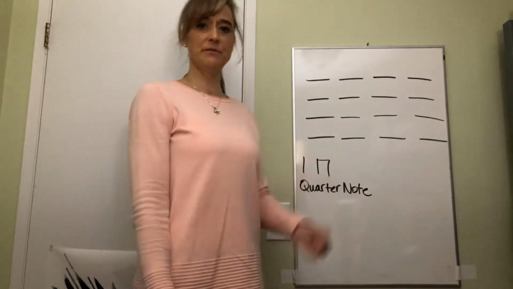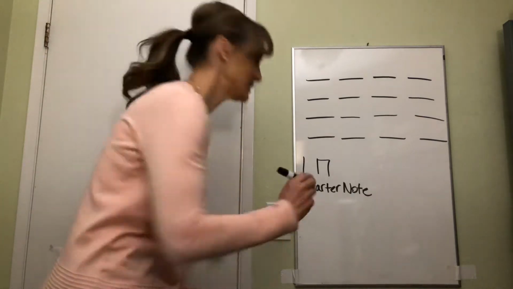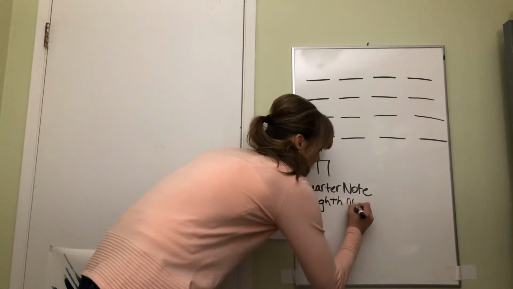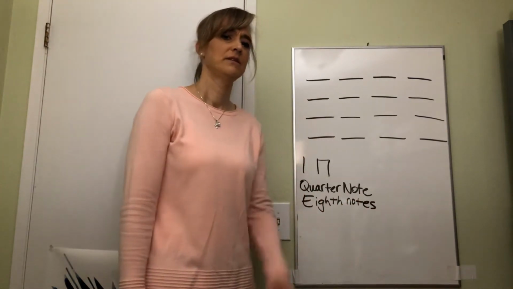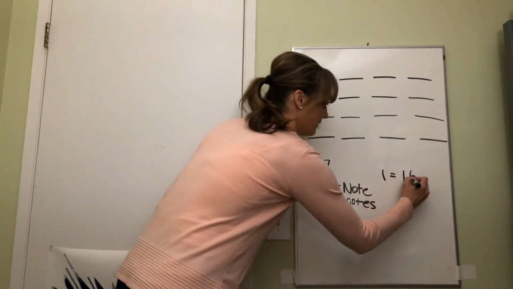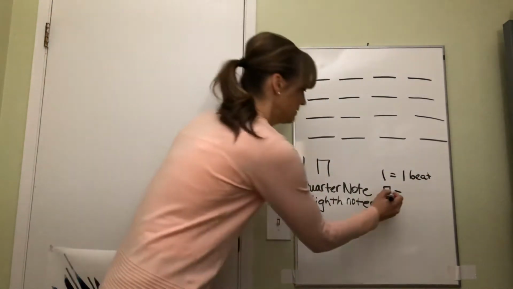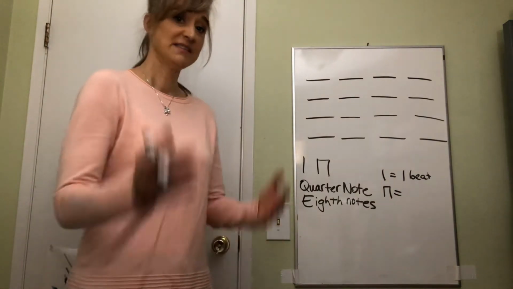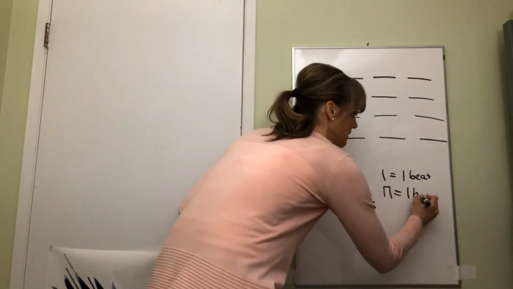And what do musicians call ti-tis? Hopefully you said eighth notes. And how many beats is a ta? 1. And how many beats is a ti-ti? Together, a ti and a ti together is 1 beat.